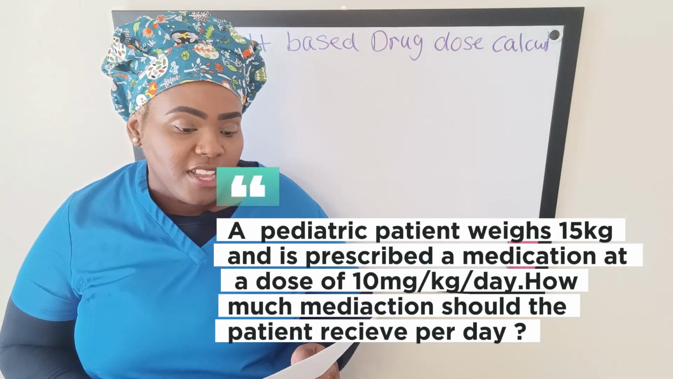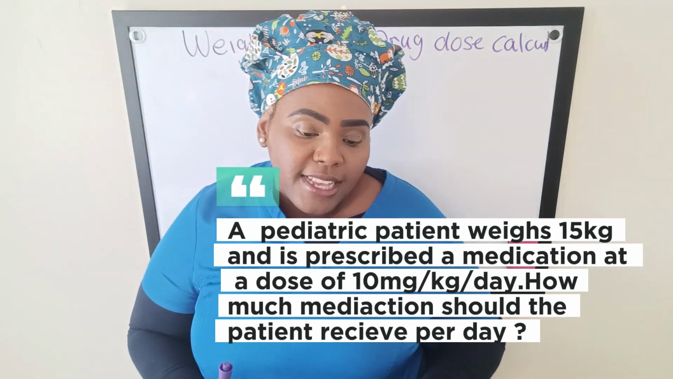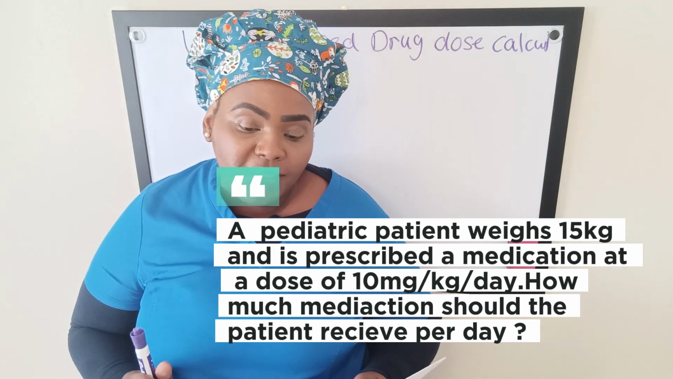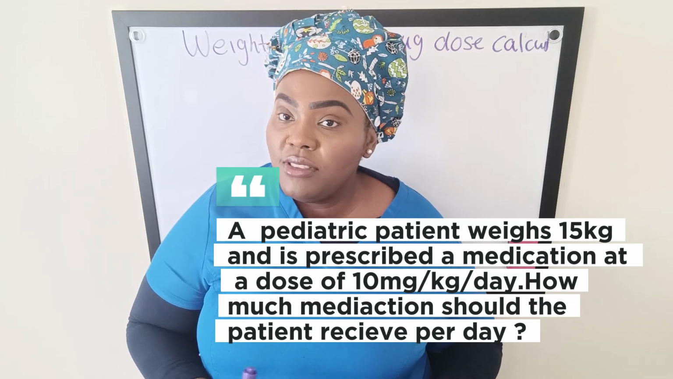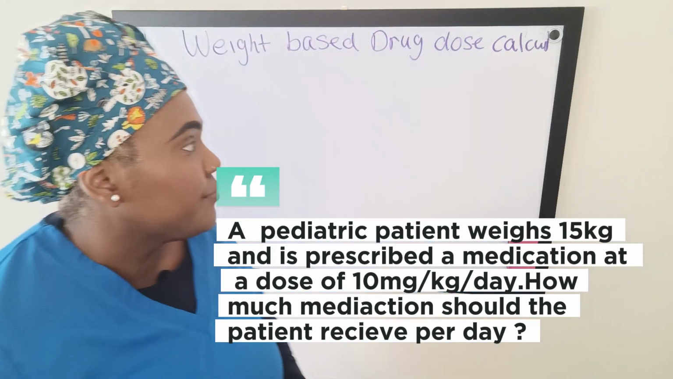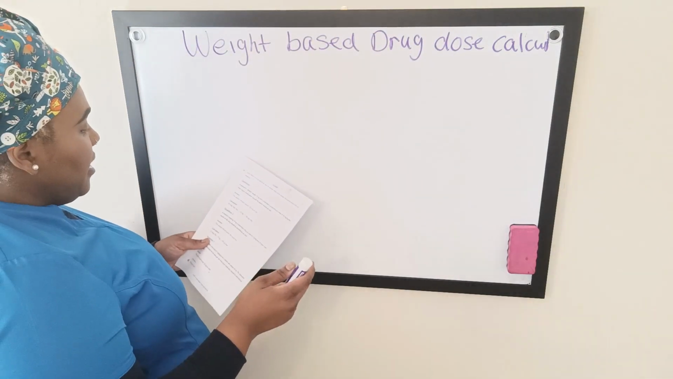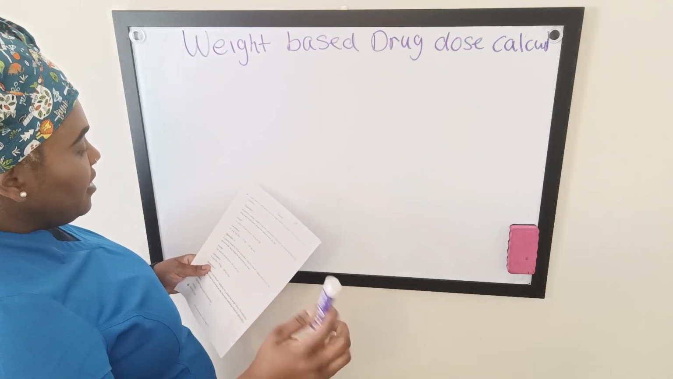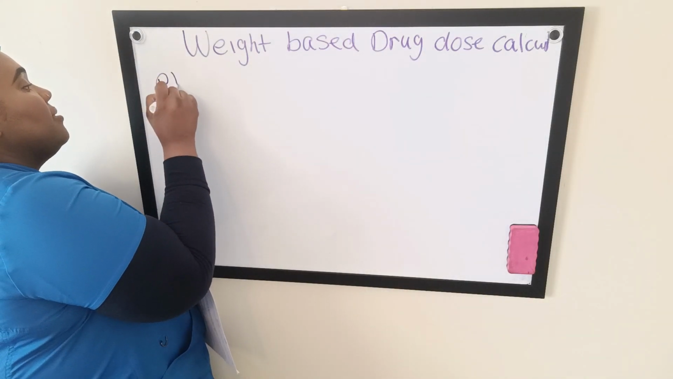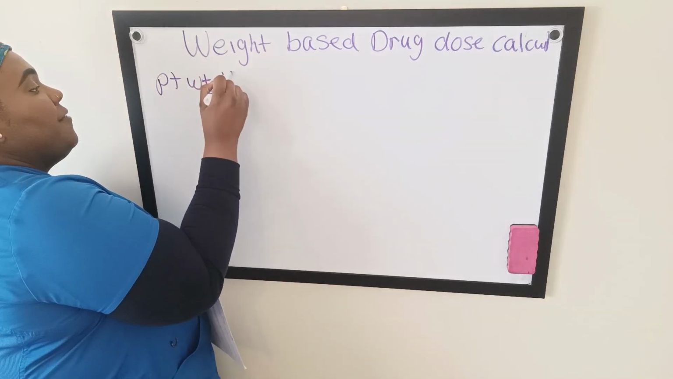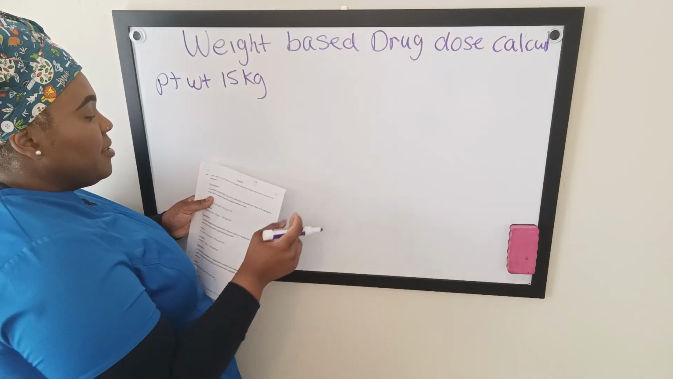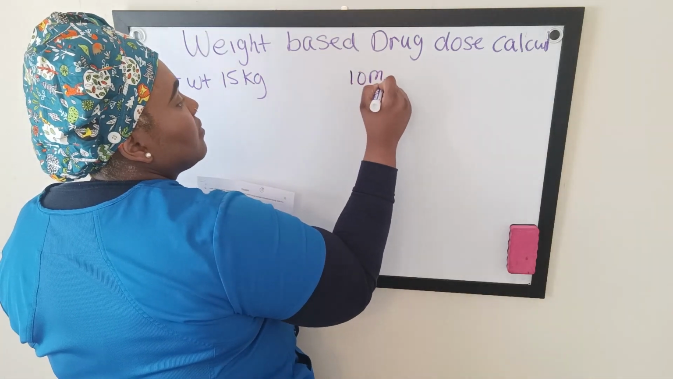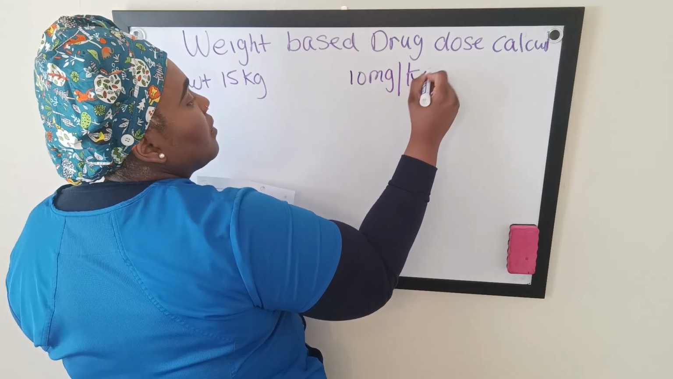So let's do this. Our first scenario is, we have a patient that weighs 15 kilograms and is prescribed a medication at a dose of 10 milligrams for every kilogram per day. How much medication should this patient receive per day? Okay? So our patient's weight is 15 kilograms. Our order is 10 milligrams for every kilogram per day.